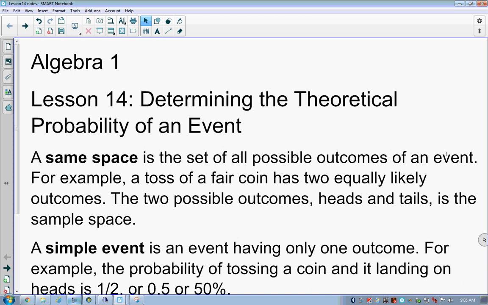All right, so let me say it again: probability is the number of desired outcomes over the number of total possible outcomes, and then we reduce that fraction. Okay, we'll see that played out here in a little bit.